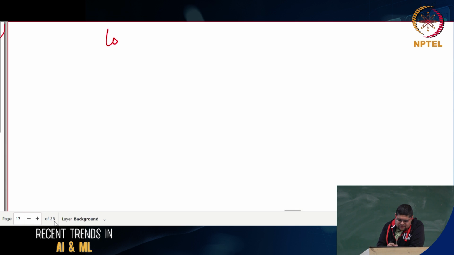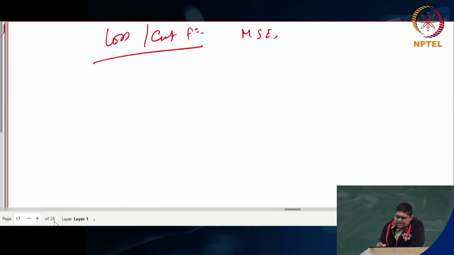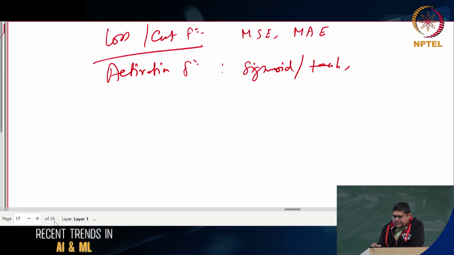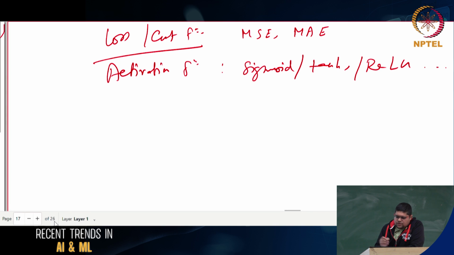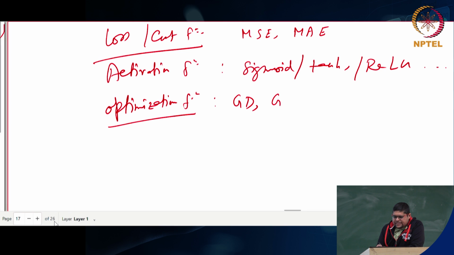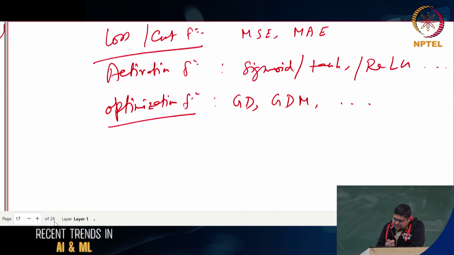So again the concluding remark is, don't jumble up loss or cost function, which are your mean squared error, maybe mean absolute error, those things. Activation function, we have seen sigmoid, and some other activation functions may be tanh, ReLU. And optimization function, we have seen gradient descent, with momentum, this way you will see. So there are different objectives.